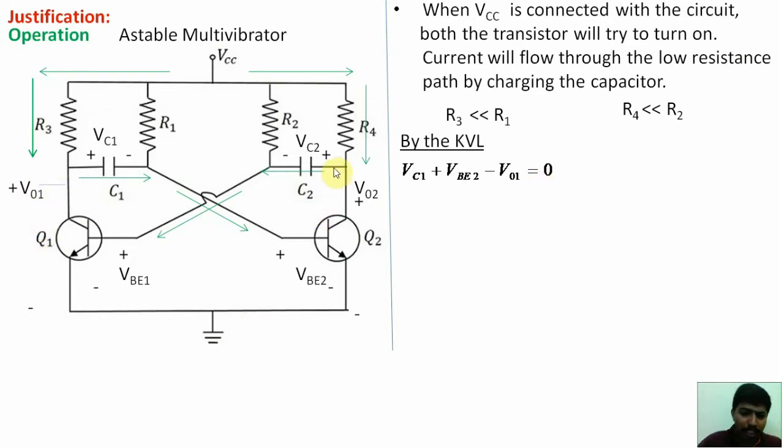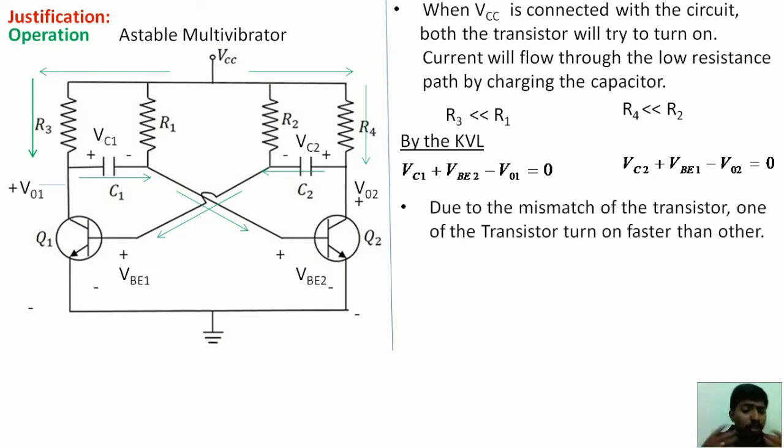Similarly for the KVL for this loop, this voltage is V02, this is Vc2 plus to minus, so plus Vc2 plus VBE1 minus V02 is equal to 0. Due to the mismatch of the transistors, one of the transistors turns on faster than the other. So let us assume that the transistor Q1 turns on first, but we cannot judge which one of the transistors turns on first. So we will assume that Q1 will turn on first.